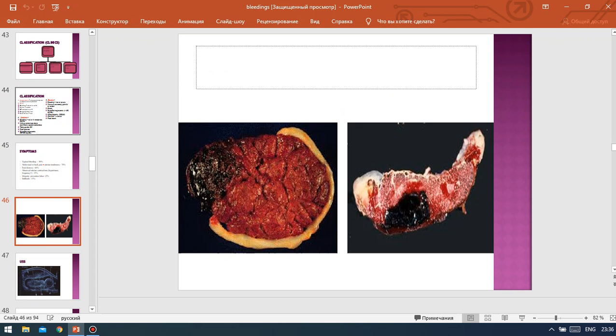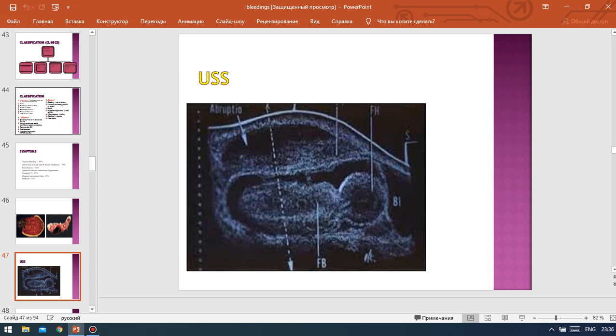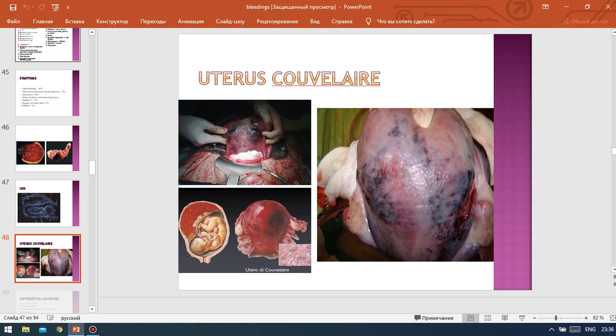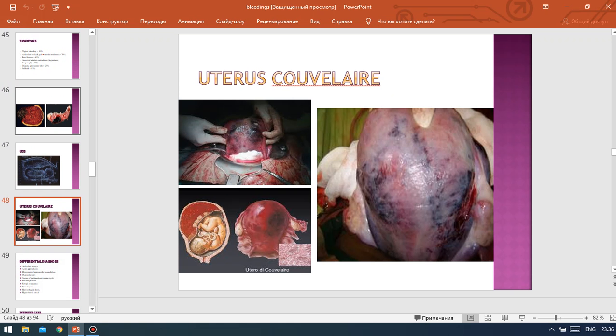In this picture you see a hematoma, hemorrhage, and big hematomas behind the placenta. In this ultrasound picture, you see full abruption of the placenta, so much blood between the uterus wall and the placenta, and stillbirth of the fetus. It is a Couvelaire uterus. Couvelaire was the first to tell us about this and wrote an article, and you see so much ischemic zone in the uterus wall.